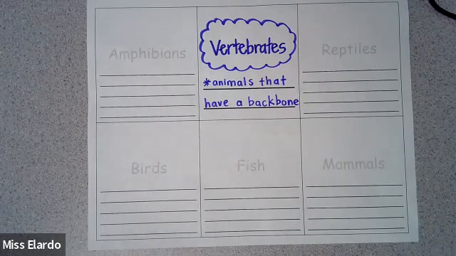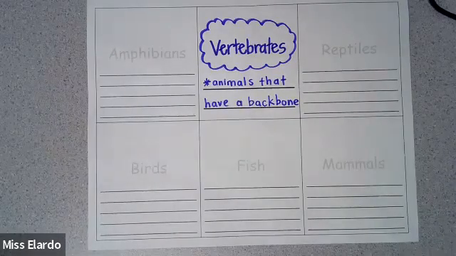So are we vertebrates? Yes. If we didn't have a backbone, we'd be like a blob on the floor. Our backbone keeps us standing up tall. It allows us to sit straight. If we didn't have it, we'd be just like mush. Yes? I'm going to move on to the first category of vertebrates.